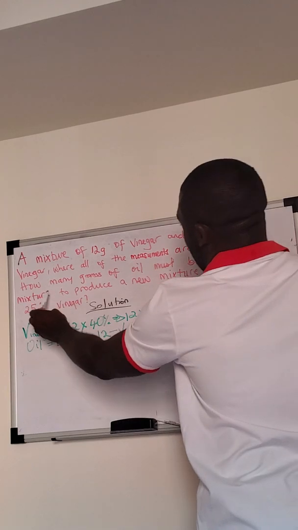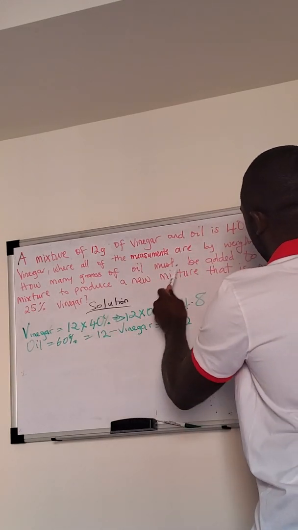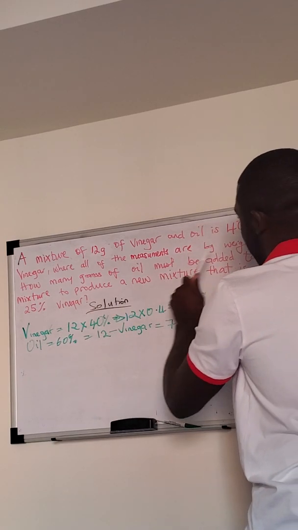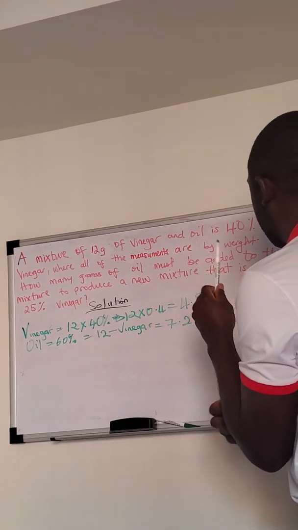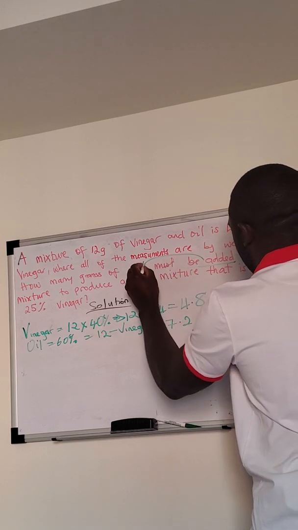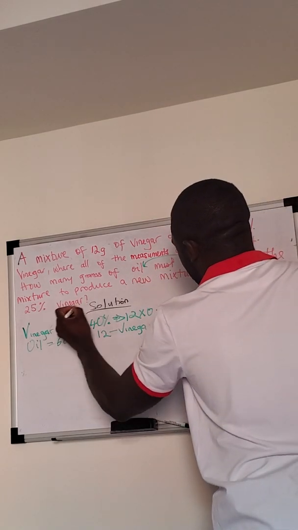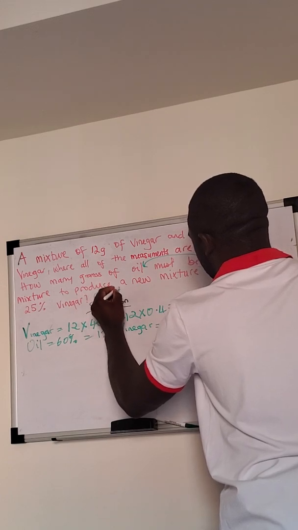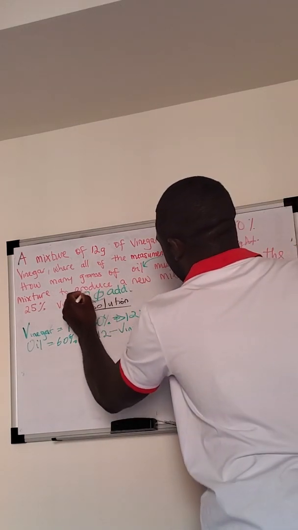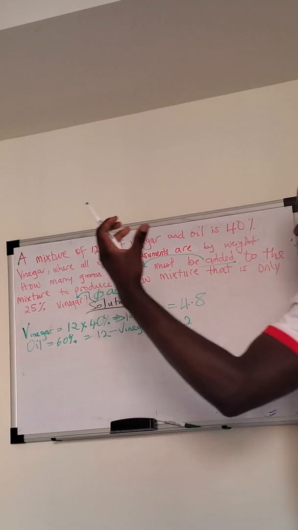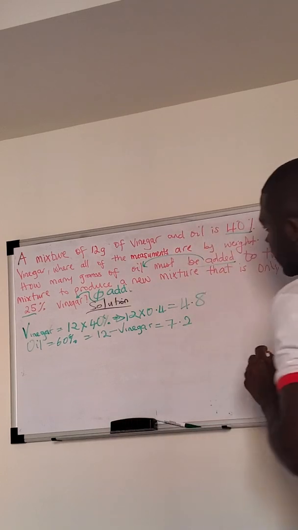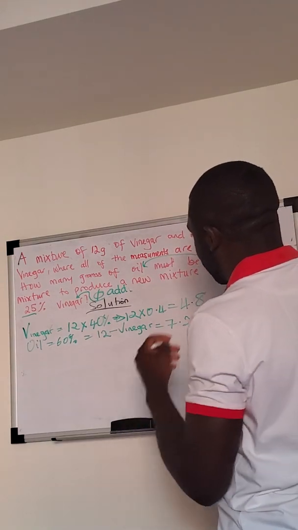Now they say, how many grams of oil must be added to the mixture to produce a new mixture that is only 25% vinegar. So from this question we can deduce that you need to add oil, but vinegar is unchanged. We are not adding vinegar. So vinegar remains unchanged, but its share of the mixture is going to decrease from 40% to 25%. So we have a few variables.